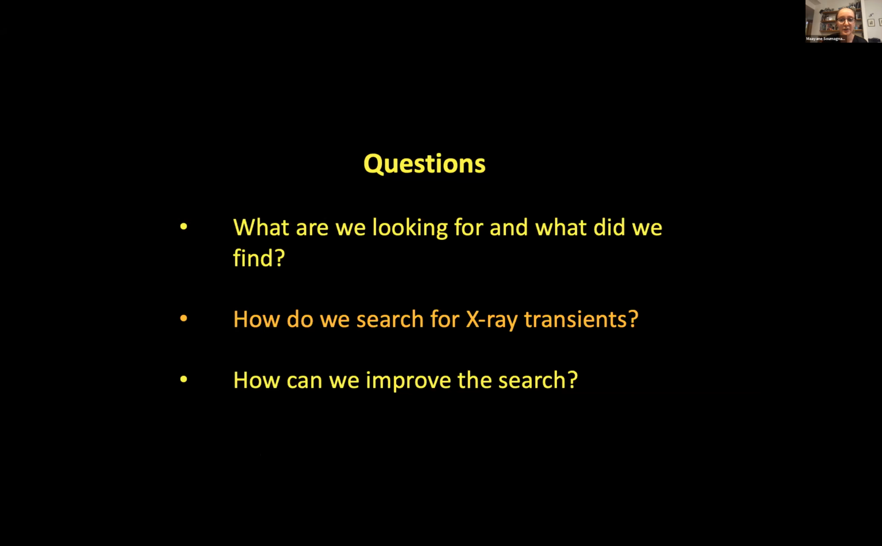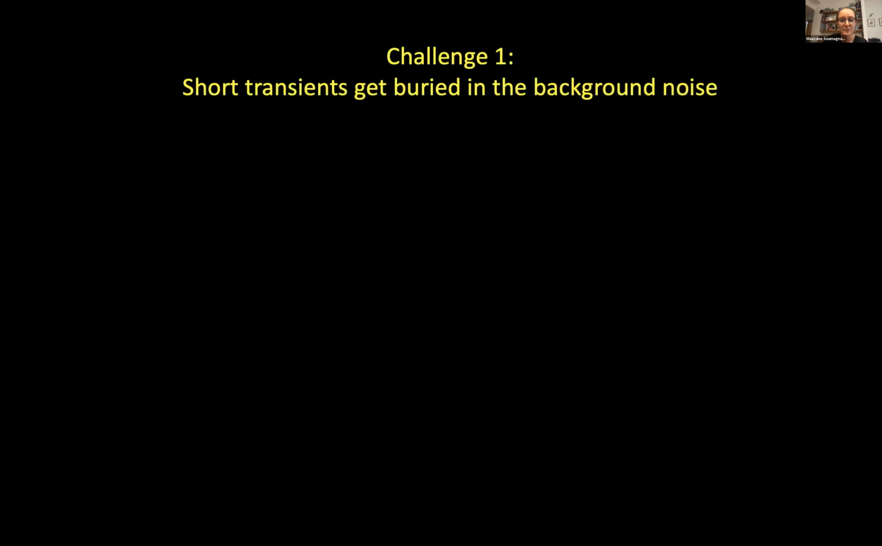So searching for X-ray transients in archival data comes with many challenges, especially if they are short. And I'm now going to talk about some of these challenges and how we can overcome them. So the first major challenge in searching for a transient, especially short and faint ones, in large X-ray surveys, is that transients, especially the short ones, get buried in the background noise.